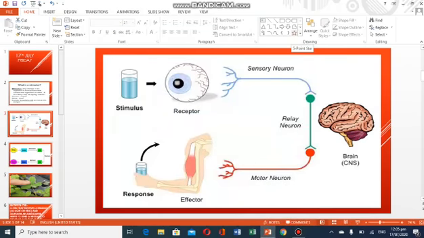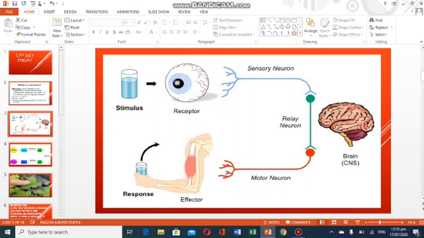So the stimulus goes to the receptor. Stimulus is the action, right? Then receptors are receiving the information. Then comes the sensory neuron. Sensory neurons are a type of neuron. Neurons are the cells of the nervous system. And what are sensory neurons? They are the type of neuron that deliver information to the CNS.